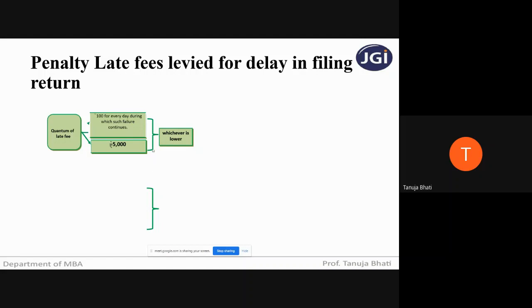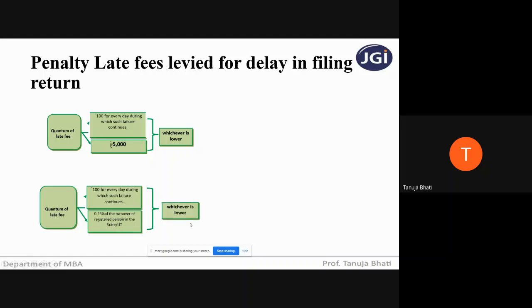Now, suppose a registered person fails to furnish the annual return within the due date. Annual return we have seen, GSTR 9. Annual return is a summary of the monthly returns that is supposed to be filed once a year, that is by 31st December of the next financial year. So for annual return, the late fee is different. For annual return, the late fee is 100 for every day during which failure continues, or 0.25% of the turnover of the registered person in the state or union territory, whichever is lower. So for annual return, students, it is 100 every day or 0.25% of the turnover of that particular registered person. Whichever is lower is going to be the late fee charged.